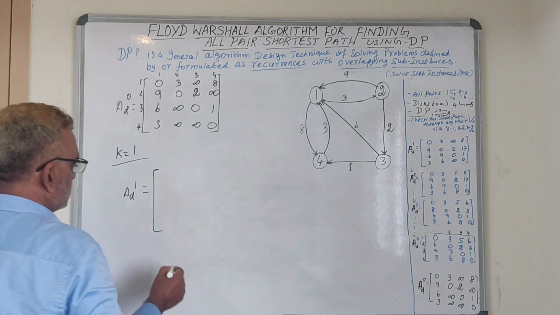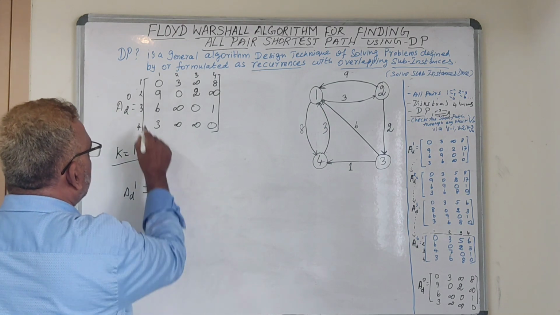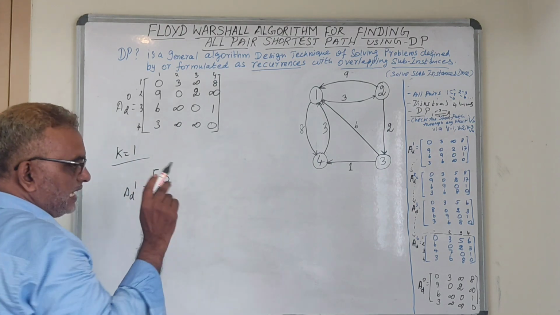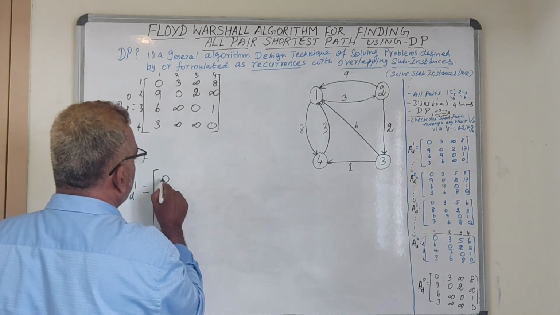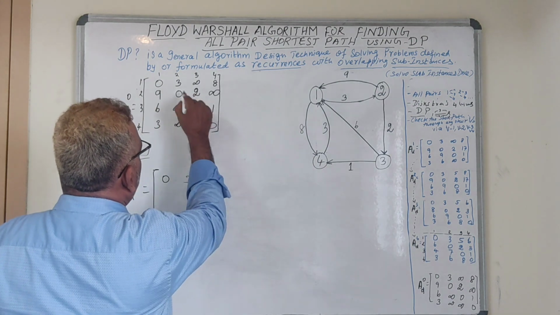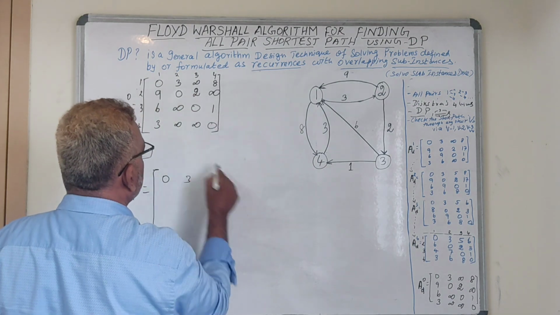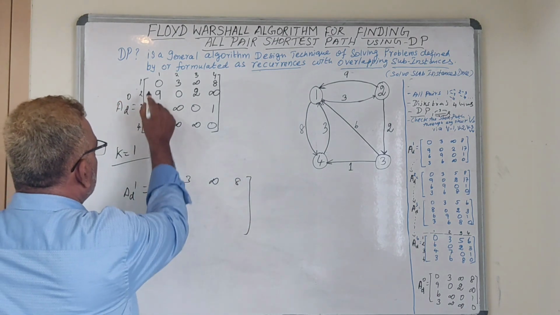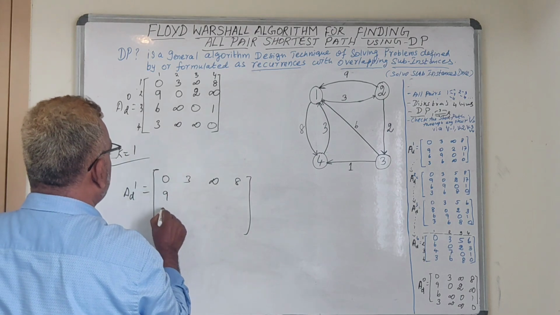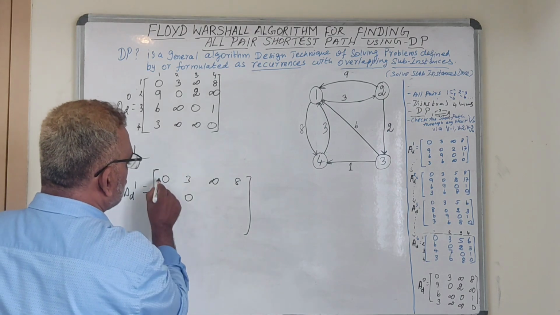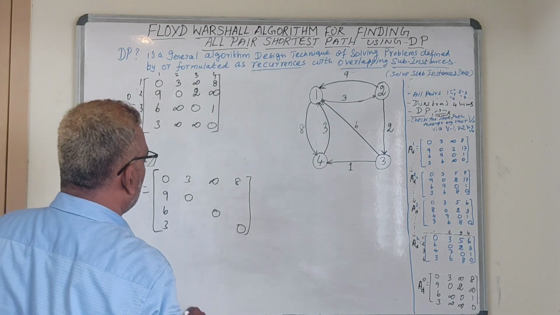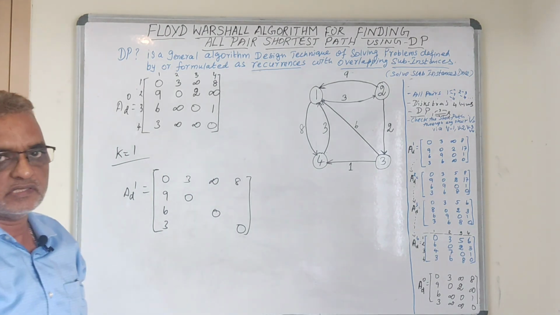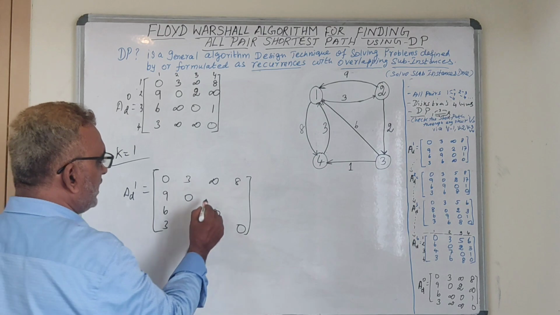In order to construct this matrix, the first thing you have to do is make the first row and first column. We are going to keep vertex 1 as the intermediate vertex. So keep the first row as it is, just copy the values from AD0. So it is 0, 3, infinity, 8. Similarly, keep the first column intact as it is. Make the diagonal values 0, since the graph does not contain any self looping. Now you have to find out these values.